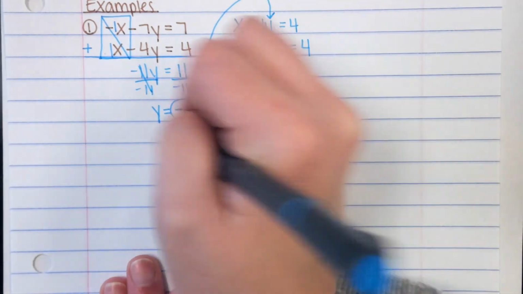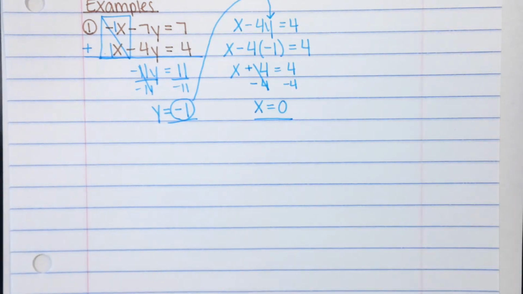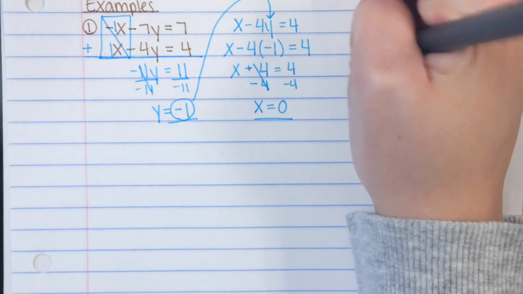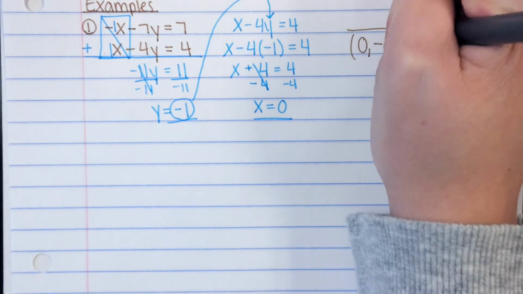So now we have an x, we have a y, and we need our final answer. So our final answer is (0, -1).